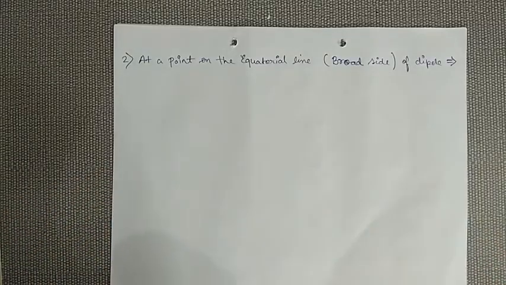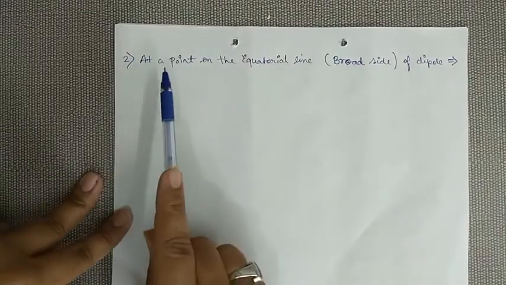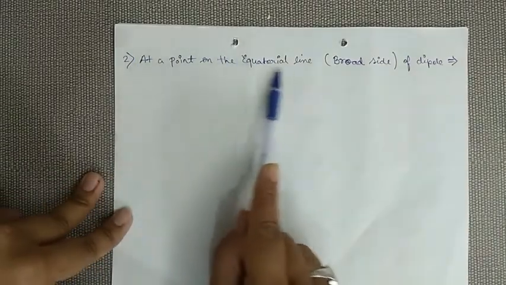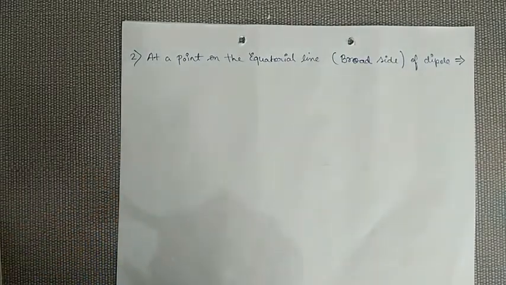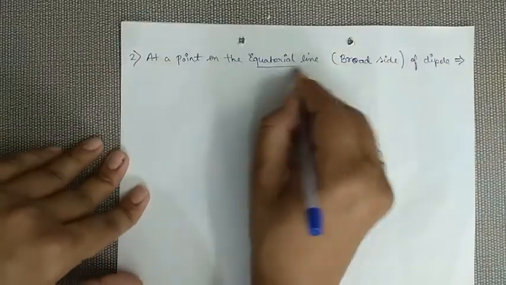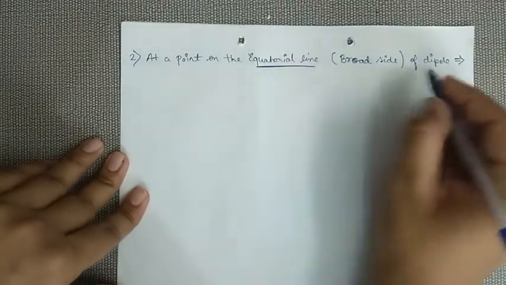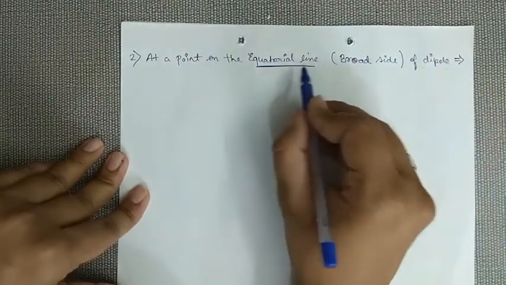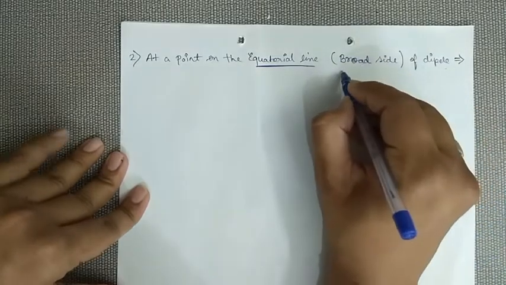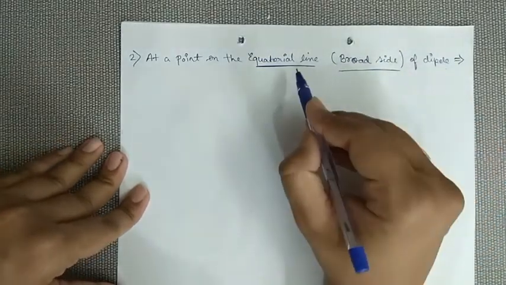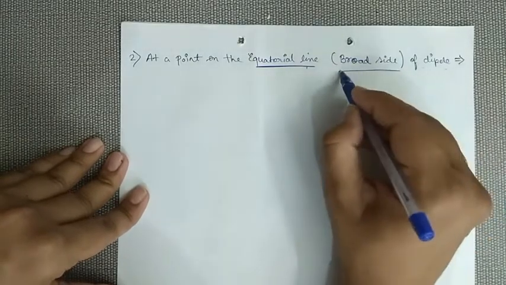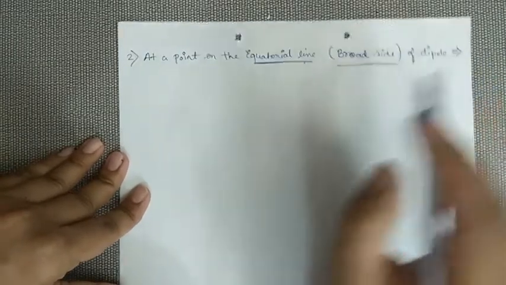So moving to the second point. Now this time we have to find the electric field on the equatorial line. Right now we have just found the value of electric field on the axial line. Now we have to find it on the equatorial line of the dipole, which is sometimes also written as the broad side of the dipole. Don't get confused. A question may be asked in terms of the equatorial line or in terms of the broad side of the dipole.